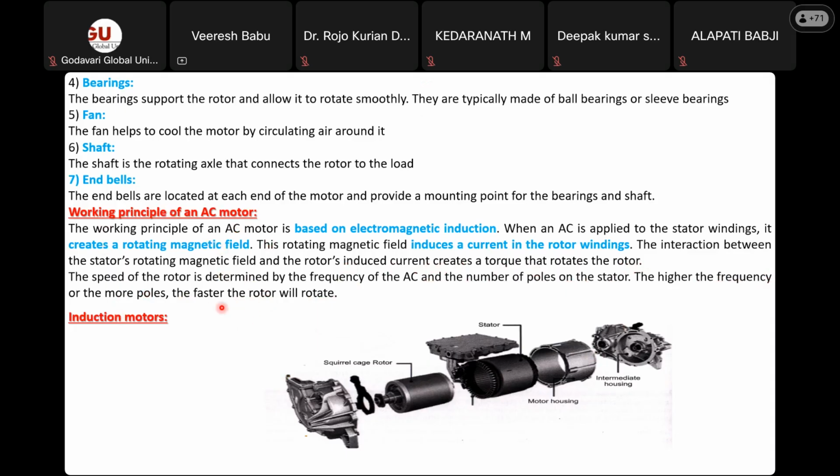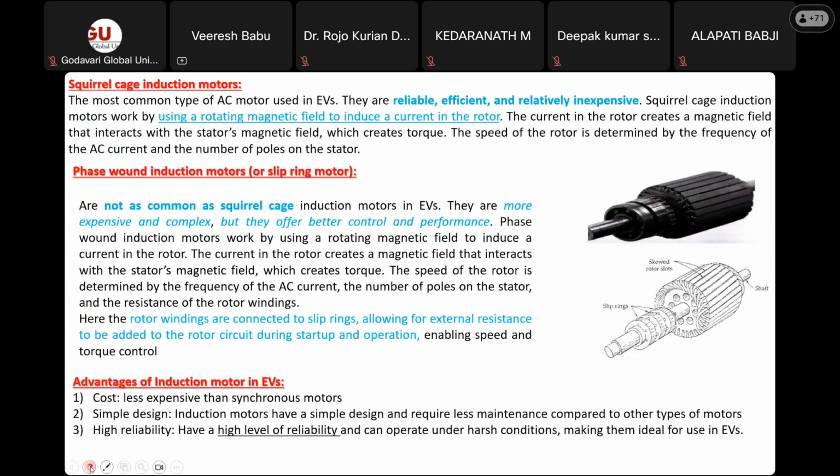And here there are three types I mentioned: the permanent magnet motor, the induction motor, and another one, the switched reluctance motor. So I'll go to that. The principles you know about it. I'll try to talk about the squirrel cage induction motor.